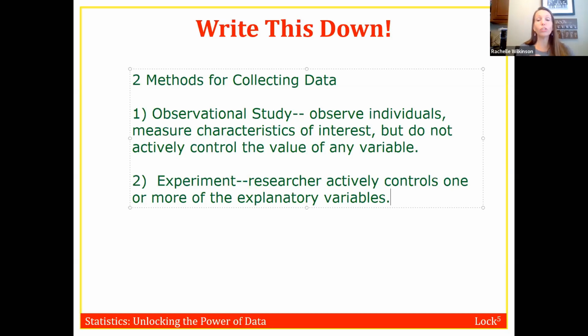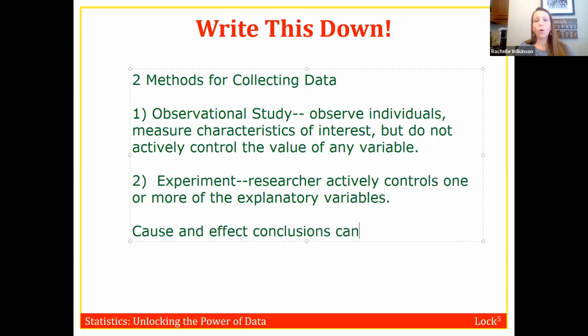Now, in order to draw a cause and effect conclusion, you have to do a randomized experiment. And it's a randomized experiment if the value of the explanatory variable is determined randomly. So that's the good kind of experiment. So cause and effect conclusions can only be drawn from randomized experiments.